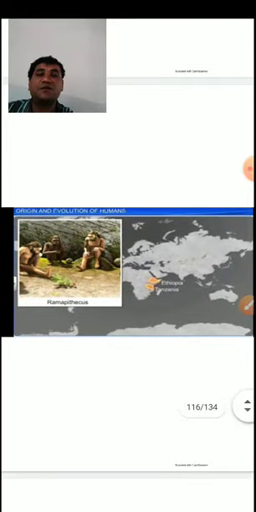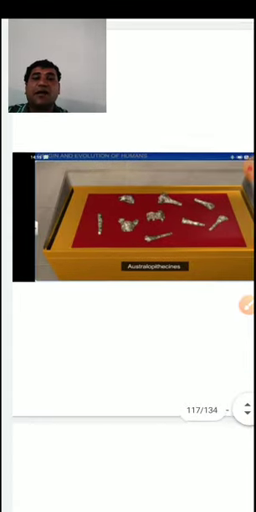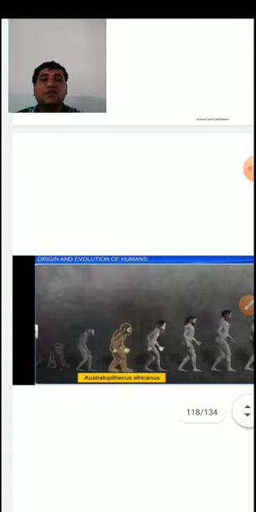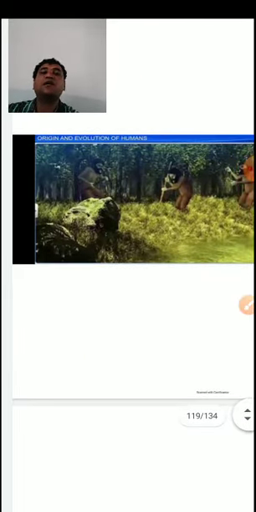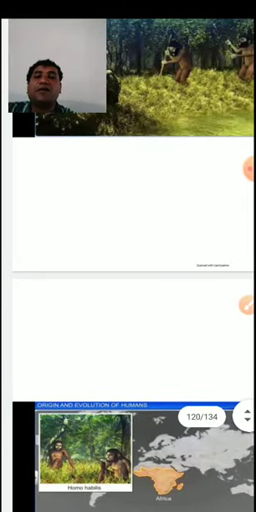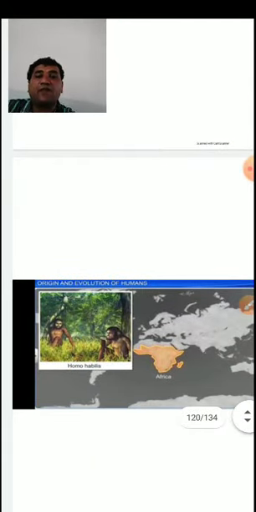And Ramapithecus probably found in Ethiopia and Tanzania. And Australopithecus, you can see that these are found in the East African islands. These are the first to hunt and eat, probably ate foods.